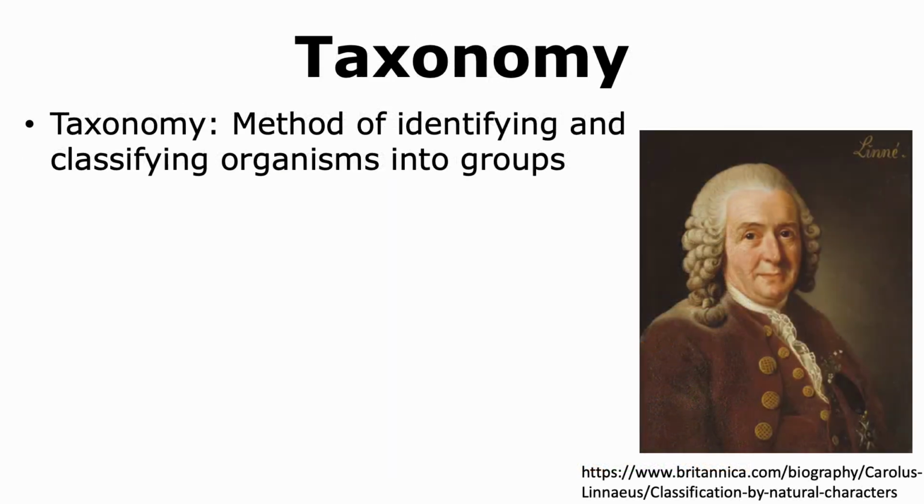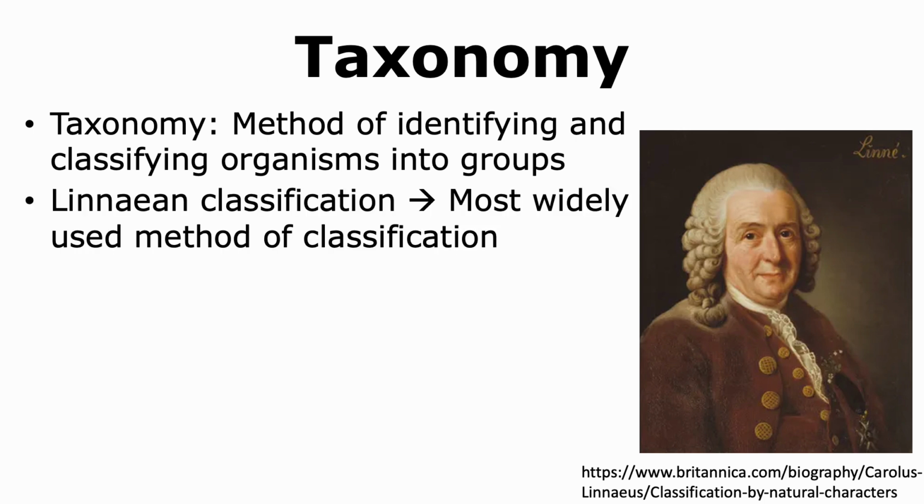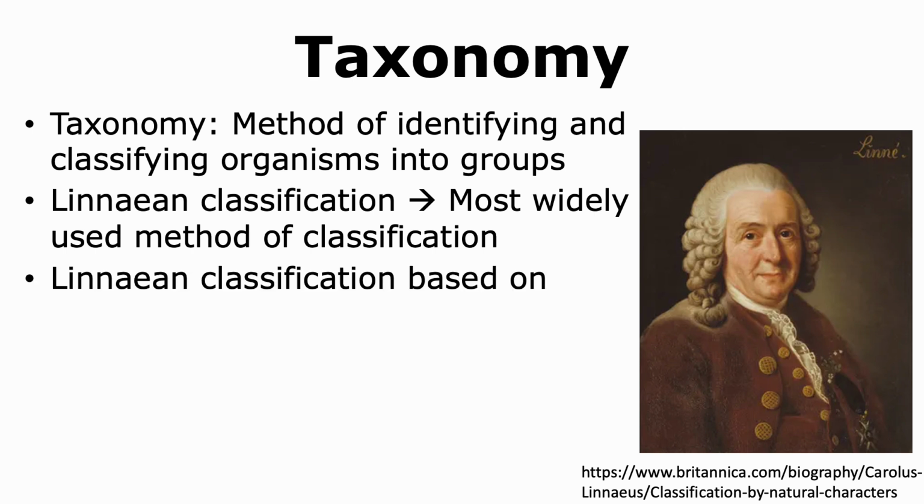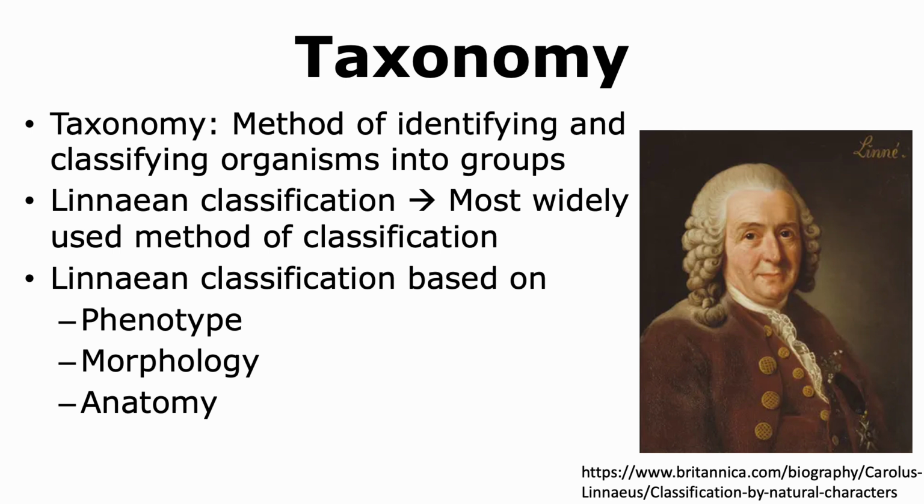Taxonomy is the method of identifying and classifying organisms into groups. The most widely used method of classification was established by the scientist Carl Linnaeus, and hence it is called the Linnaean classification. The Linnaean classification is based on different factors and characteristics that are present in a variety of organisms. These include the phenotype displayed by different organisms, their morphology, the anatomical features, as well as physiological features.